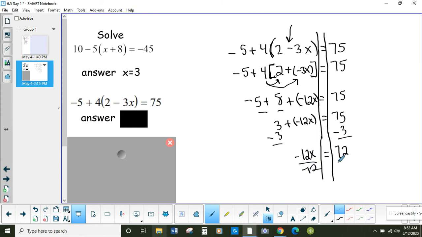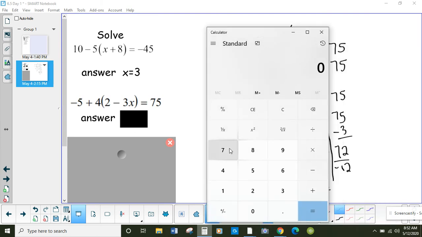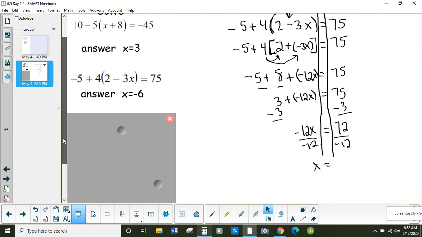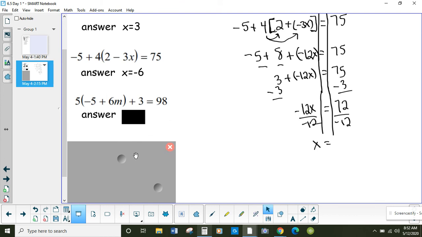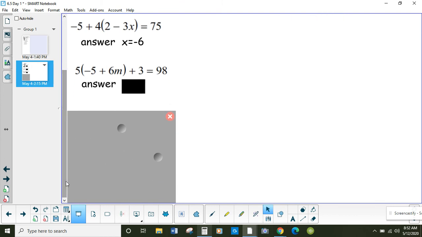Divide both sides by negative 12. And I get, remember, positive divided by negative. And it's fine if you guys wanted to whip out your calculator right now. I'm okay with you guys doing that at this point. You get your answer, and we get an answer of negative 6, right? Because negative divided by positive is negative. Let's try one more. Let's solve one more multi-step equation. Pause the video. You guys try this now on your own.